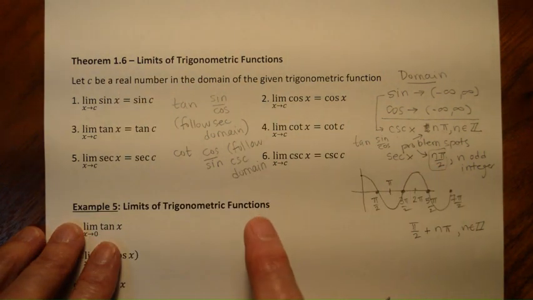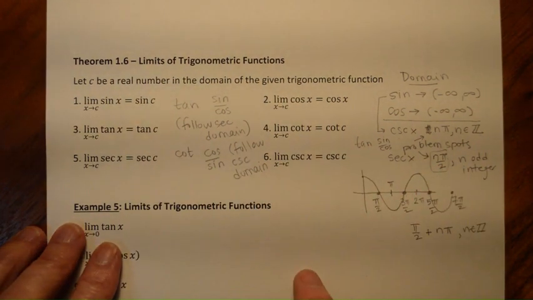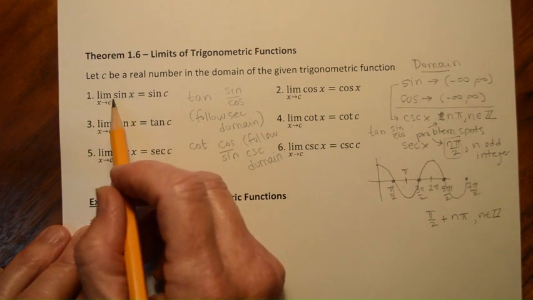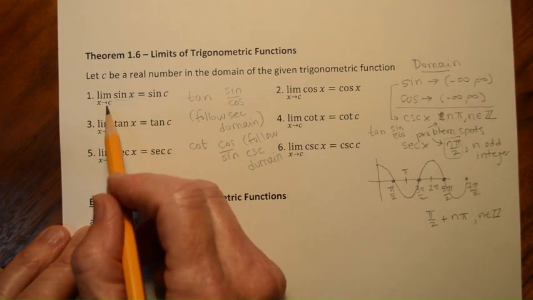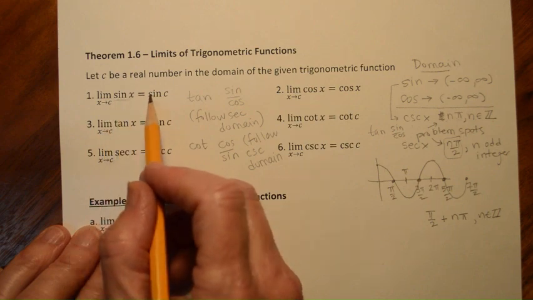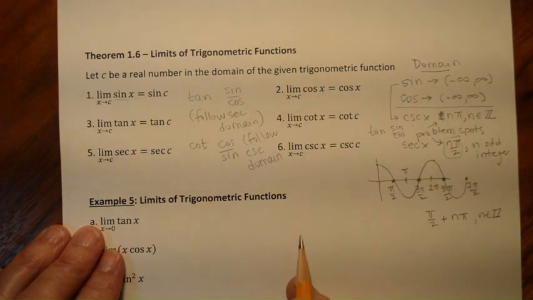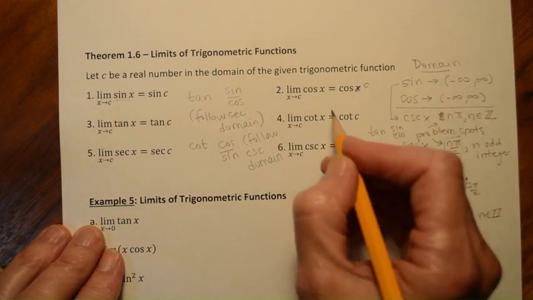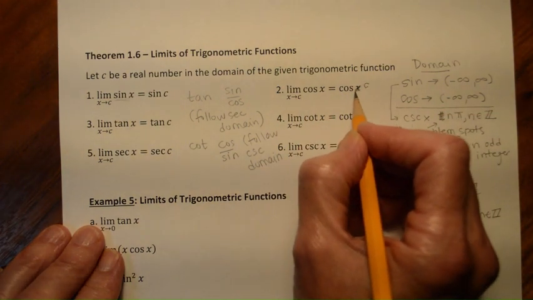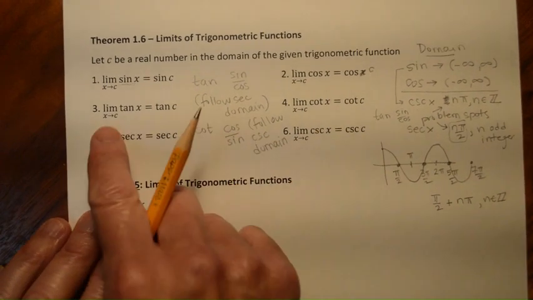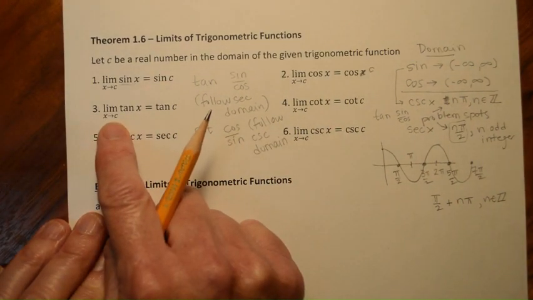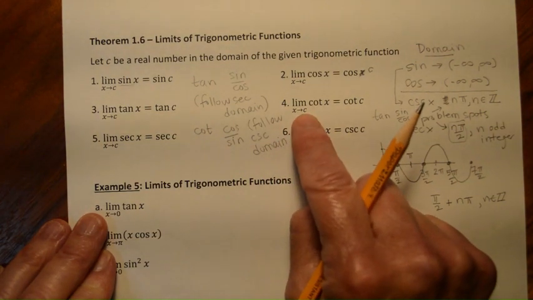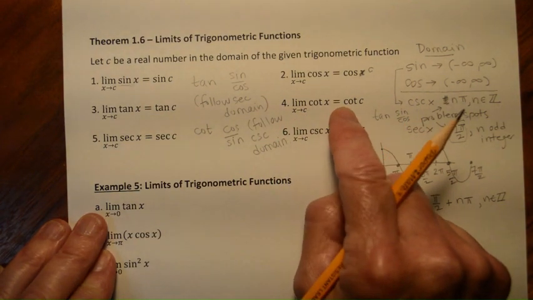So it's saying as long as you avoid those spots for those functions, then again we can do the same thing that we've been doing. Sine is behaving very well everywhere, and so we can just plug in. Cosine is, oops, this should be a C. I don't know how that slipped by me. Cosine behaves well, so we can just plug in that value of C. And again, here it's saying as long as C is not a trouble spot, just plug it in. As long as C is not a trouble spot for cotangent, just plug it in.